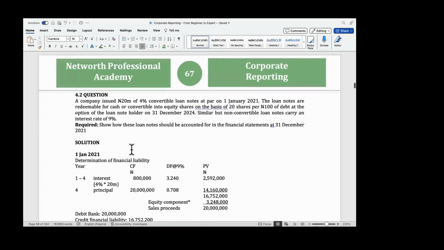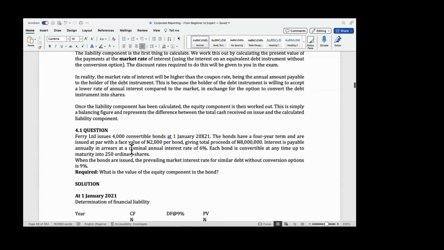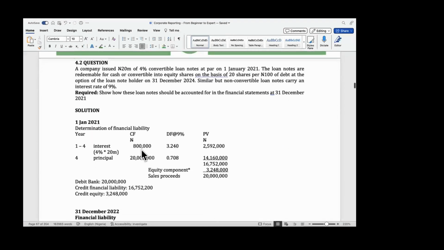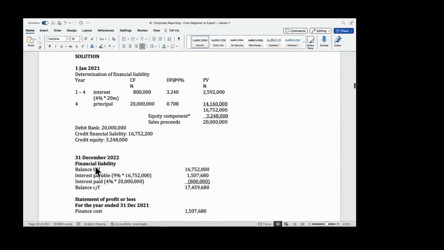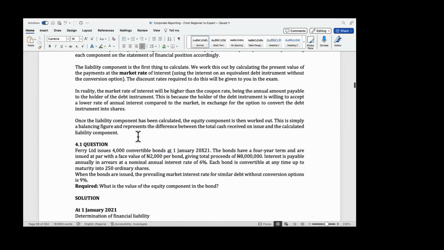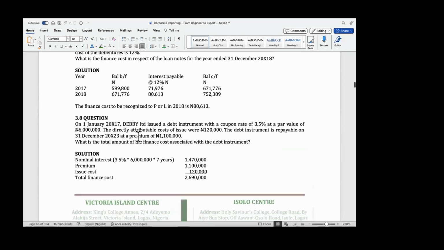So convertible financial instruments is no more than this: separating the amount you borrowed into liability and equity, and making sure that at the end of the year you do your amortized cost for the financial liability to get the amount of interest that goes to your P or L. Okay, so that settles convertible instruments.